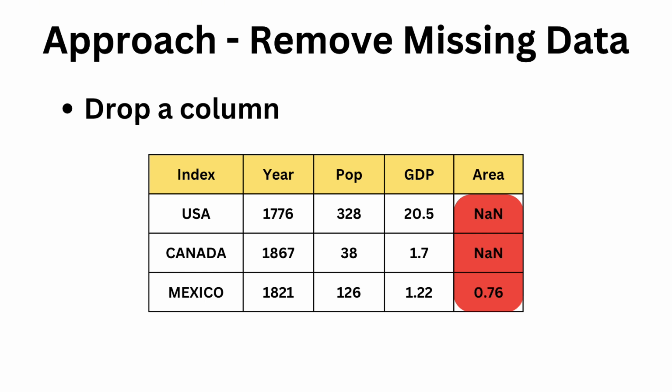Because USA and Canada, we actually have a lot of information about them. It just so happens to be that we're missing the area. And in conjunction with that, it looks like we're missing the area for multiple countries. So in this kind of simplified case, it would make more sense to drop the area column instead of dropping both USA and Canada rows.